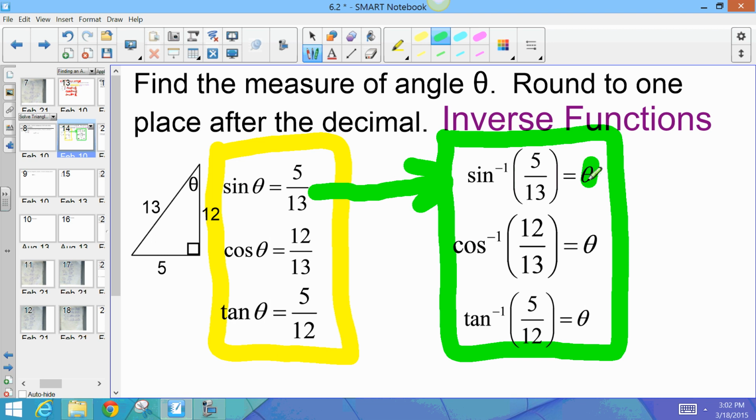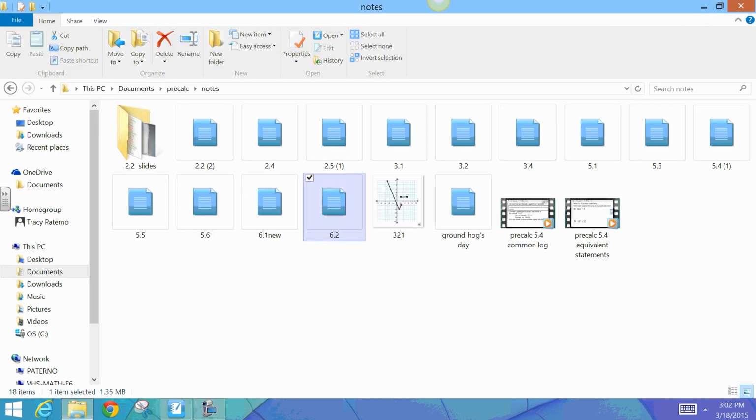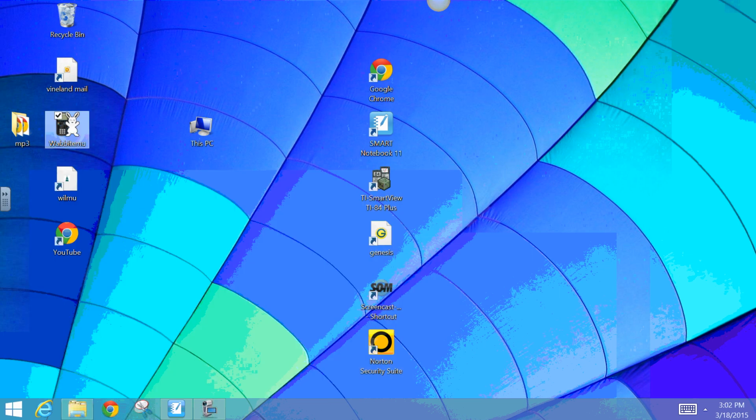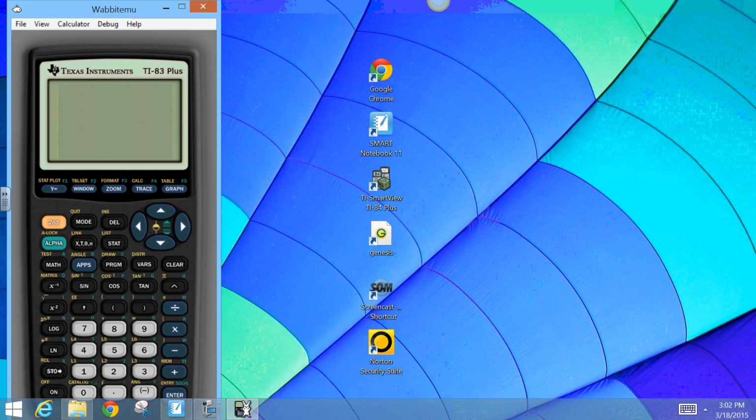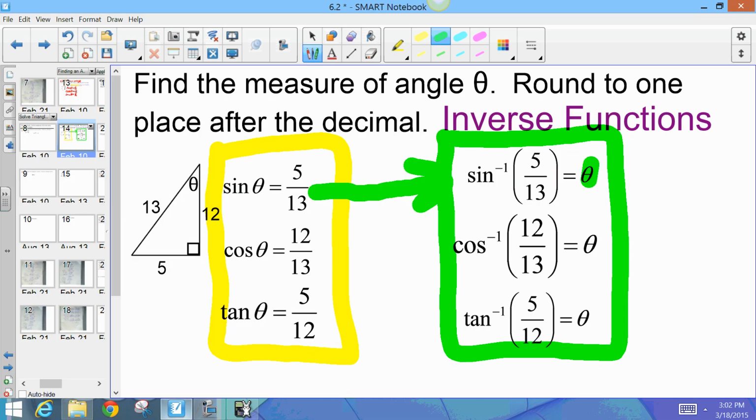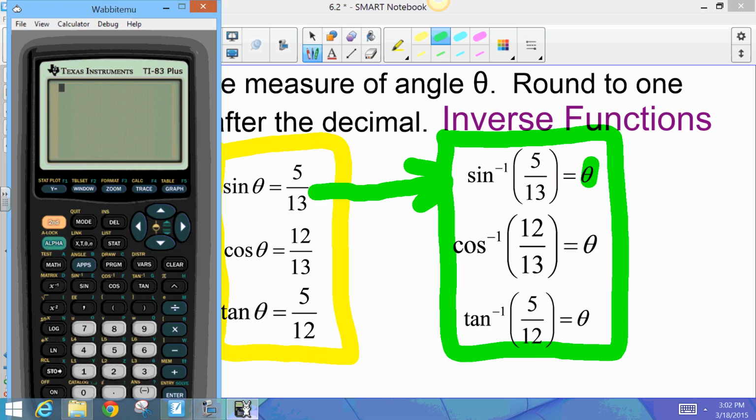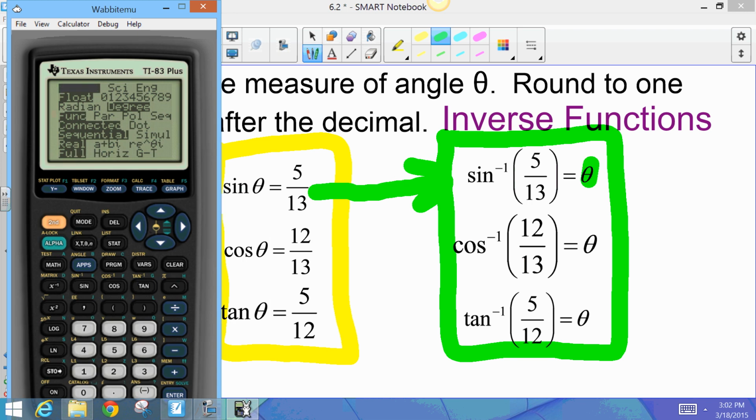So how do you do that? Well, in the old days, we used to have to look them up on tables, but you guys are lucky. You don't have to do that nonsense anymore. The calculator can do all of that for you. So again, always, always, always hit that mode button first to make sure that you are in degree mode, okay? Otherwise, all your answers are going to be wrong. Back to my home screen. Now I'm going to get my mouse out.